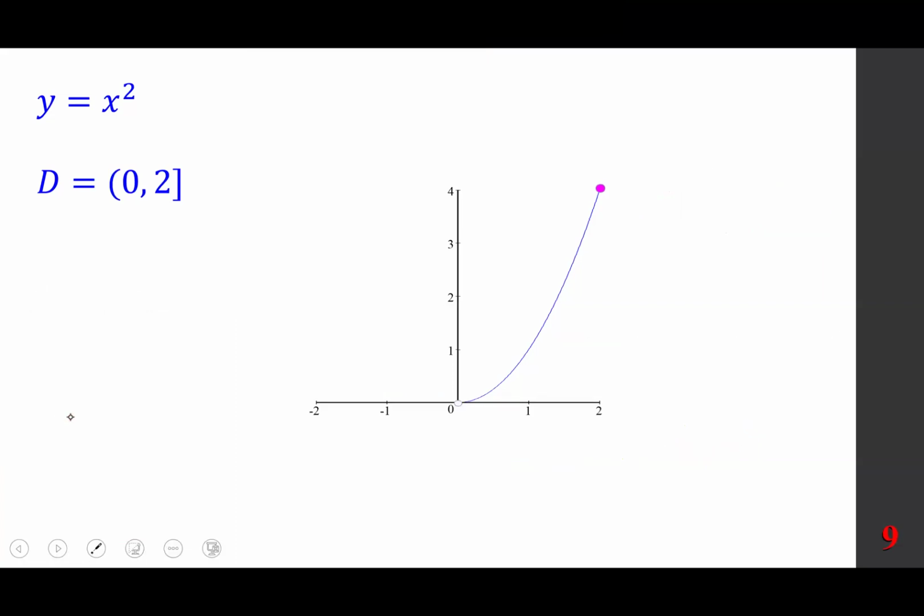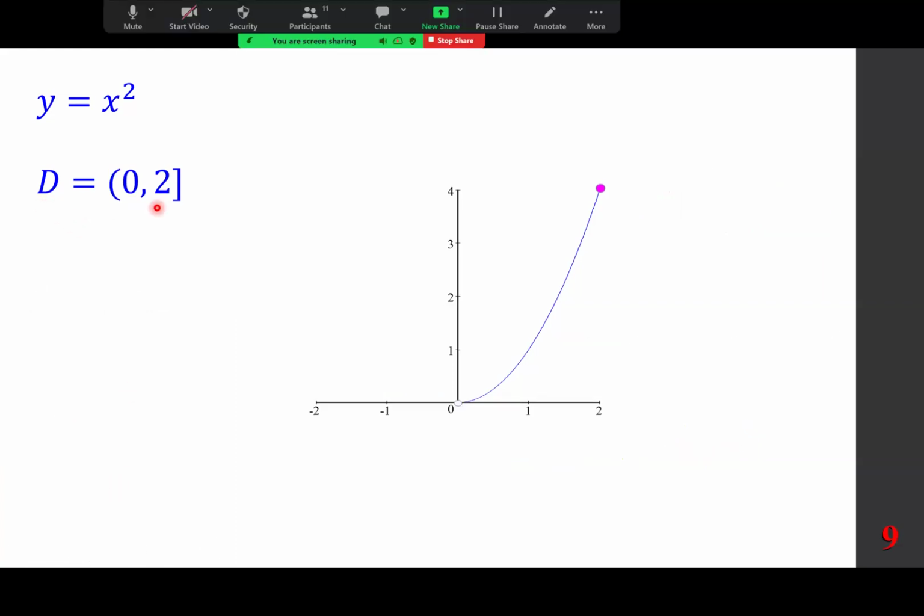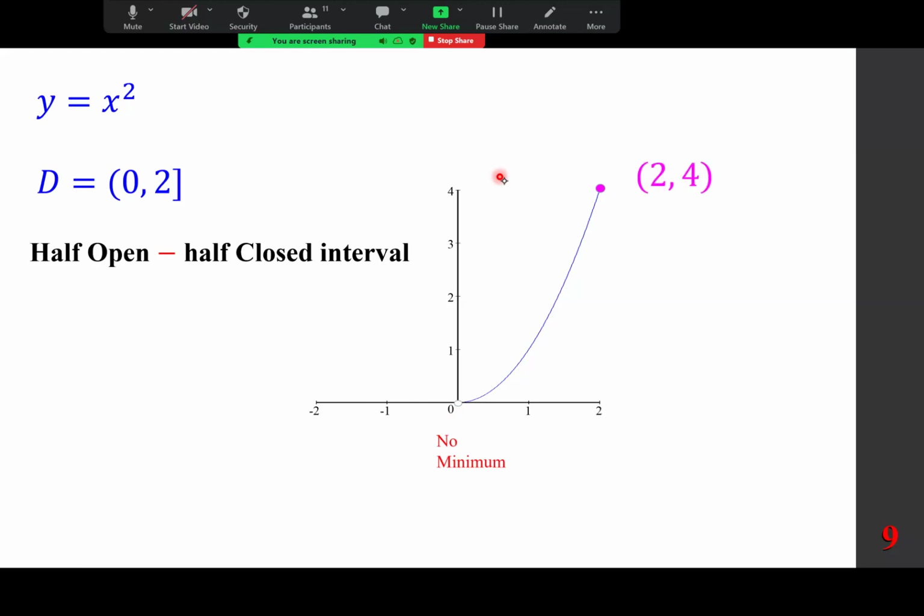Let's make a slight change. Now the same function, the domain will be half open, half closed, meaning 0 is not included, but 2 is included. That's why we get a hole here. And therefore, there is no minimum. But the same thing, 2, 4 remains as absolute max. Just as on the previous page, this is equal to 4 at this pair. However, there are no local extrema. We don't have a local max. We don't have a local min.